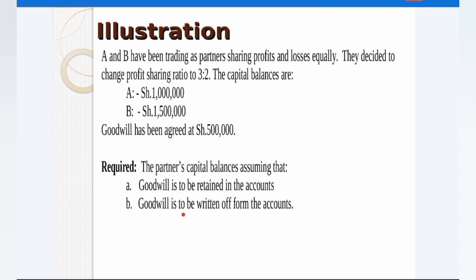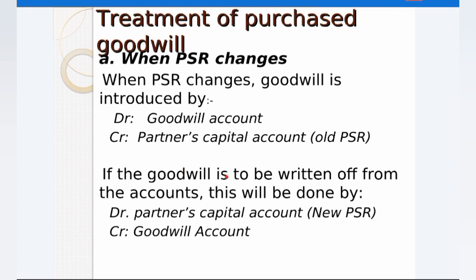Number B, if the goodwill is to be written off from the accounts. And we have said here that if the goodwill is to be written off from the accounts, we will use the new profit sharing ratio.